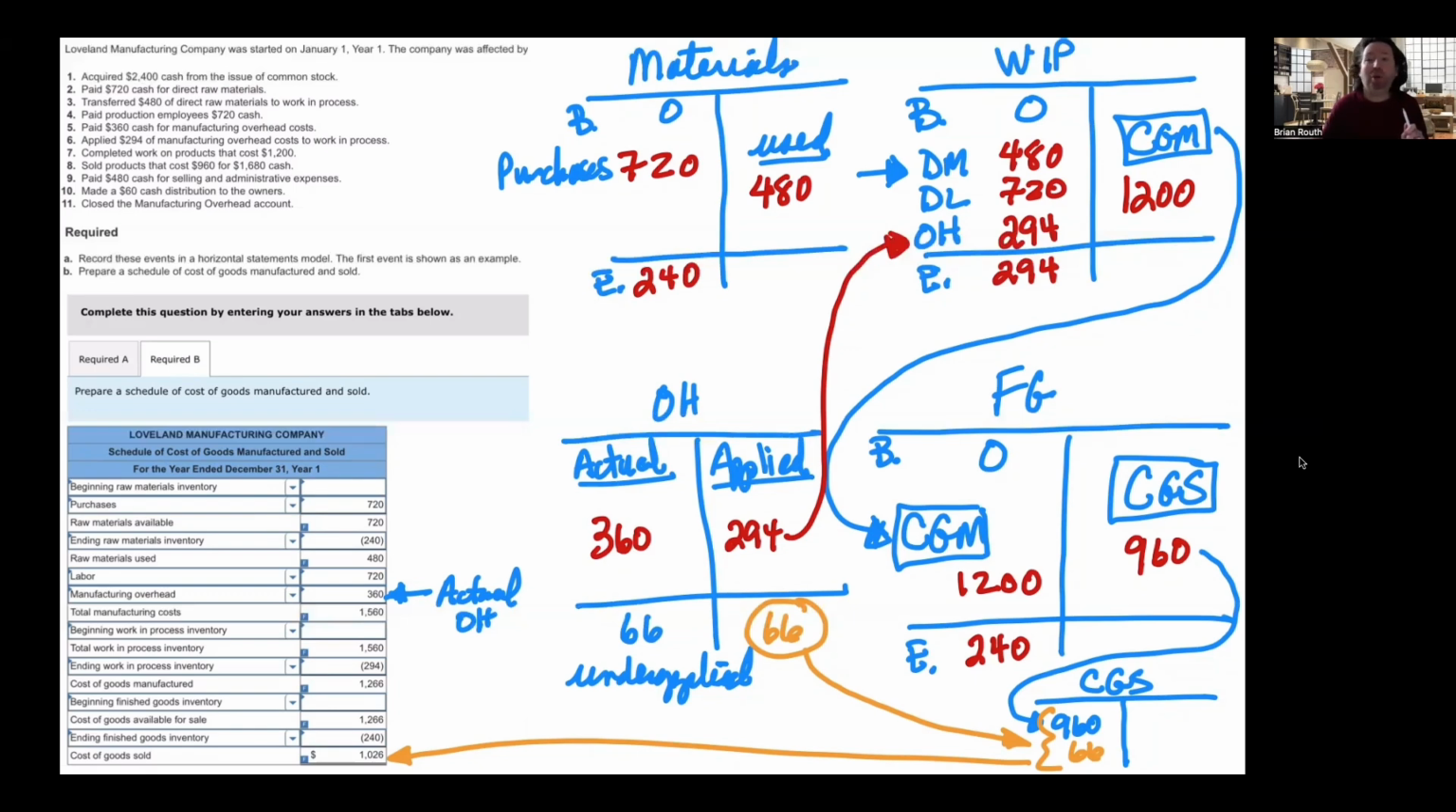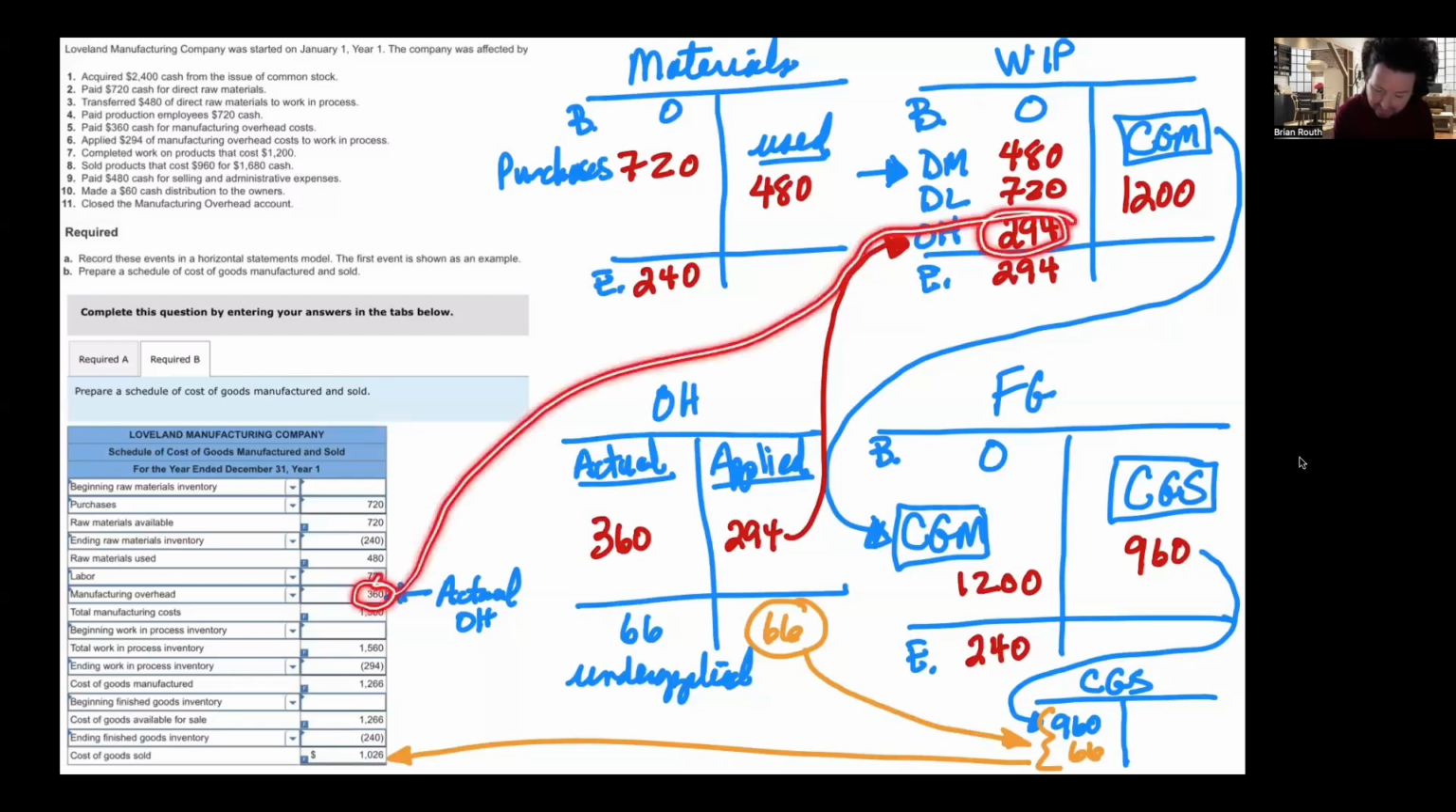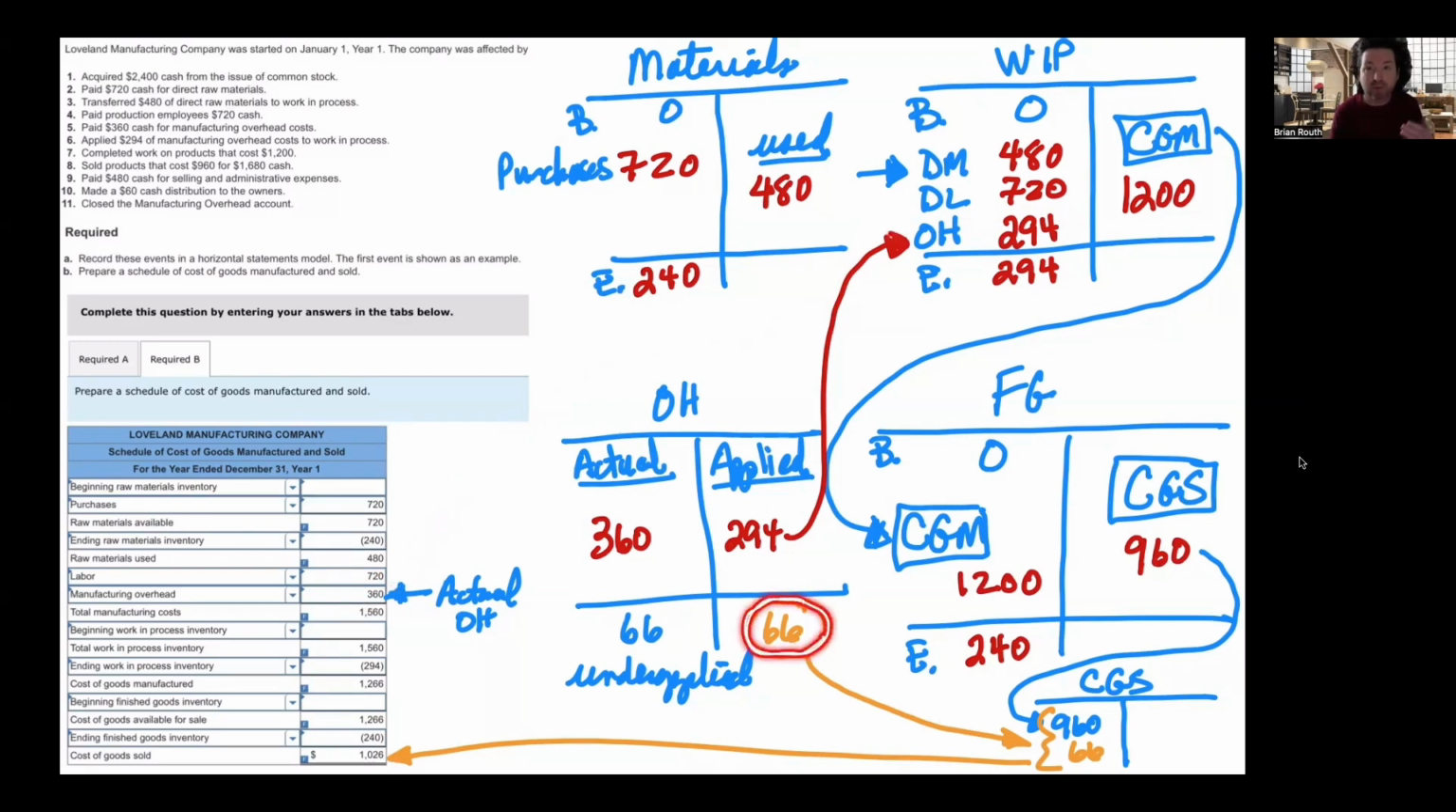Then we get into the part that's a little different from the schedule. If you notice over on the schedule, we have overhead of $360. But in mine, I have $294 put into my work in process account. Remember, when you're looking at your actual books, the applied amount is what goes into work in process. Then eventually, any over or under applied overhead, in this case we were under applied by $66, gets closed to cost of goods sold.